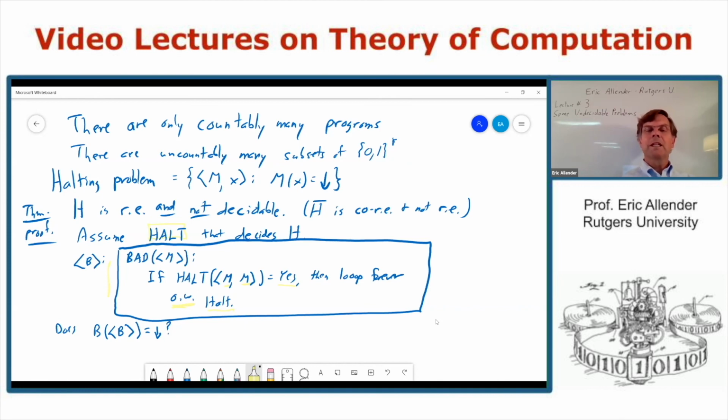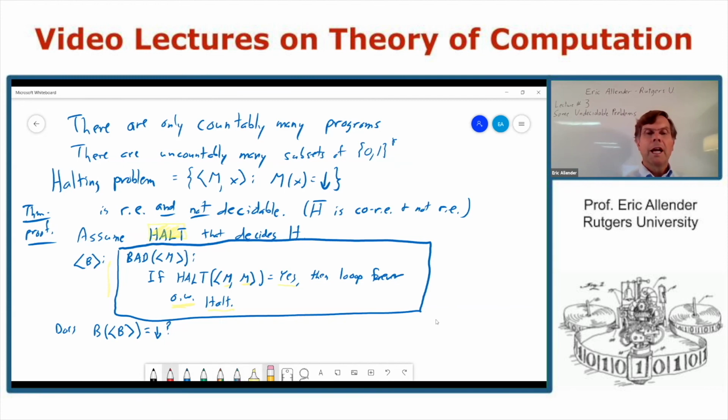It can't possibly exist, but it does exist assuming that halt is a routine. In other words, if there is some decidable algorithm, a Turing machine that halts and actually decides the language H, then we get a contradiction. So that means H is not decidable. So good enough. What's something else that we can now say is not decidable?